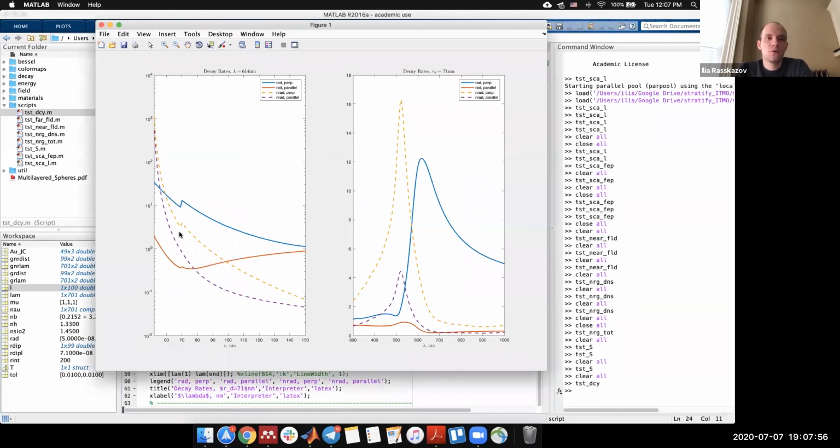So now we can observe the following. Here I'm plotting decay rates at a fixed lambda: radiative, perpendicular and parallel orientation of the dipole, and non-radiative. And the thing here is that if the dipole emitter approaches the metallic surface, the metallic core, whose boundary is located somewhere around 50 nanometers, and this plot starts from 52 nanometers, the non-radiative decay rates significantly increase. They just very rapidly grow.